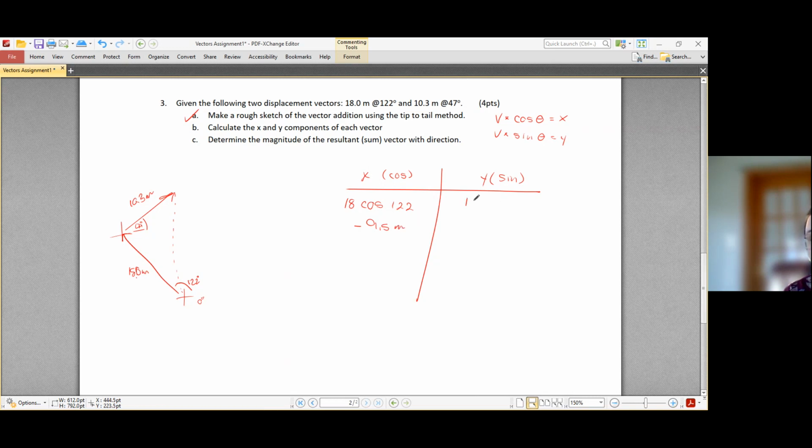If I look for the Y, Y should be positive because it's pointing upward. And we're going to have a positive 18 sine of 122 will give you positive 15.3. Okay, so there's vector 1.